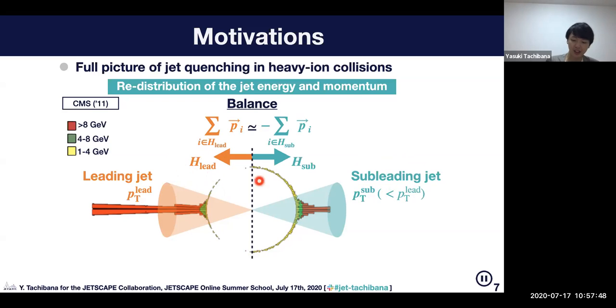on the leading jet side, H lead, and the hemisphere on the subleading jet side, H sub. And if we take the sum of the momentum in the region of the leading jet side hemisphere, it's balanced with the sum of the momentum captured in the region of the subleading jet side hemisphere. So this side and this side momentum are balanced. So we can see momentum conservation, even though we have imbalance between the leading jet and subleading jet. And these two jets are supposed to have the same PT initially, before having the medium interaction.